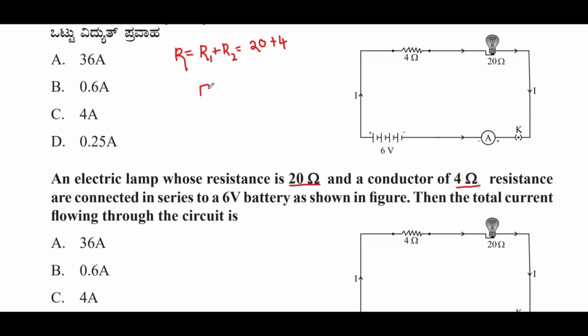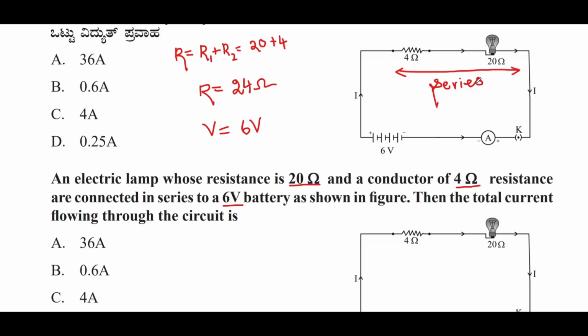Now, using Ohm's law, we can easily find out the current. V equals IR. Therefore, I equals what? V divided by R. What is the voltage? The voltage is 6 volts. Now, by using Ohm's law, V equals IR, I equals V divided by R.